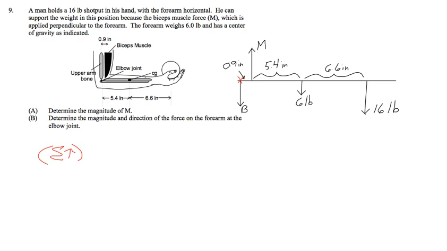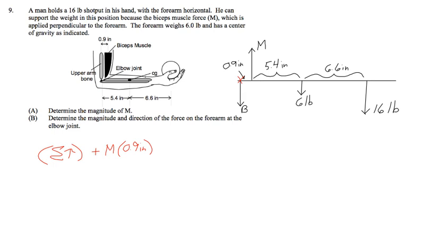So, if you look at the picture, this one makes it go counterclockwise, and these two right here make it go clockwise. So if that's my pivot point, that's my first one, and that is counterclockwise. The only positive one is from the muscle. Counterclockwise is positive, so that's going to be M times its distance to the pivot point, which is 0.9 inches.